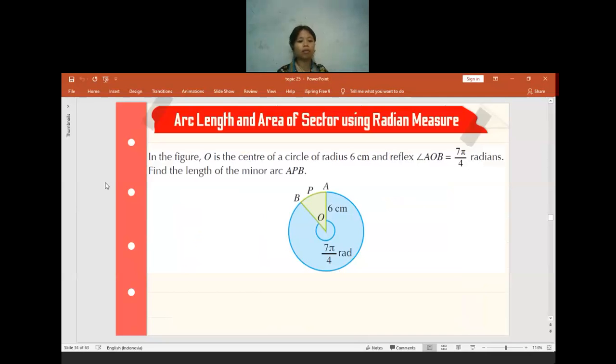Okay, now I have this example also. In the figure, O is the center of a circle with radius 6, and the reflex angle is 7 pi radian. Find the minor arc. So, how many radian will it be for the minor angle?